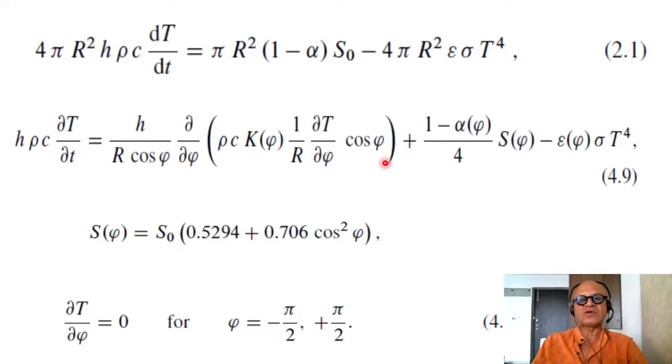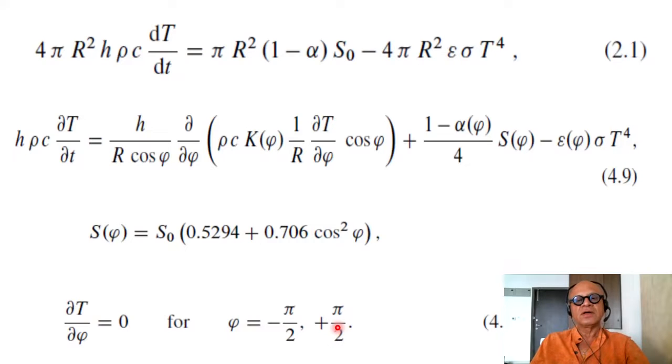So this is a second order equation. You can see that here, d dphi of dT dphi, so you're going to end up with something like d squared T d phi squared. So that's a second order equation, so it will need two boundary conditions, and you can make the heat flux disappear, the temperature gradient disappear at the poles. So dT d phi, the latitudinal gradient, can be set to 0 at the south pole and the north pole, so pi over 2 and minus pi over 2.